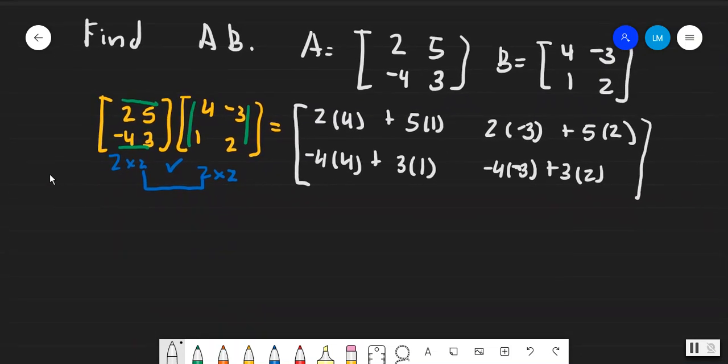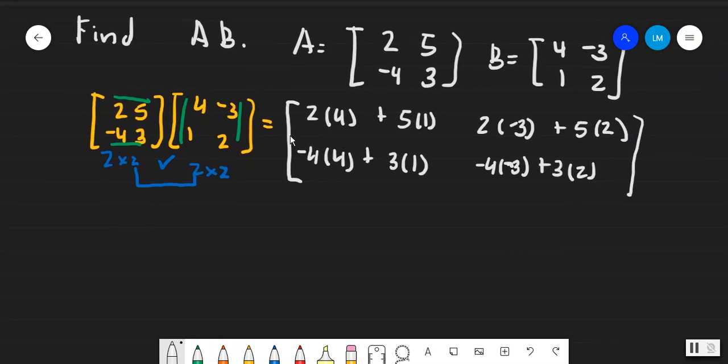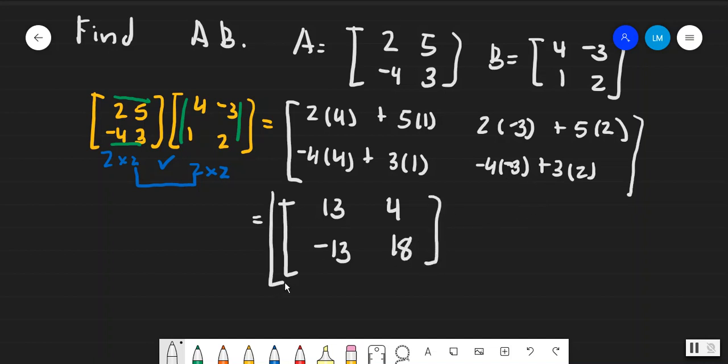Okay, so this gives us the following. 8 plus 5 is 13. -16 plus 3 is -13. 10 minus 6 is 4. And then you have 12 plus 6, which is 18. So this is our matrix that we resulted in, A times B.